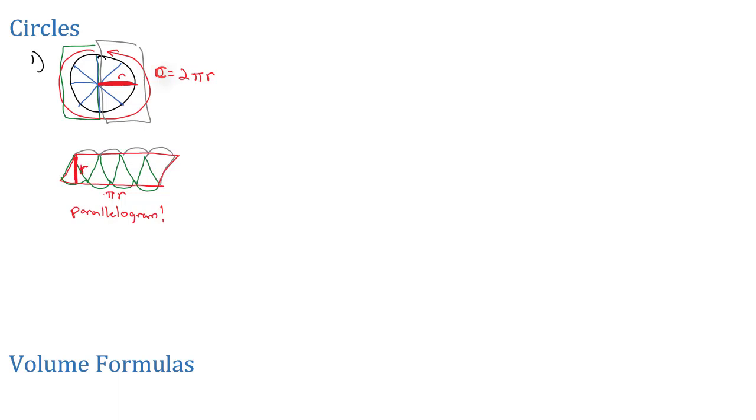And so when we try and come up with a formula for the area of a circle, the formula is based on the area of the parallelogram. It's the base, which is pi times r, times the height, which is another r, giving us r squared. And that's why the formula for the area of a circle is pi r squared.